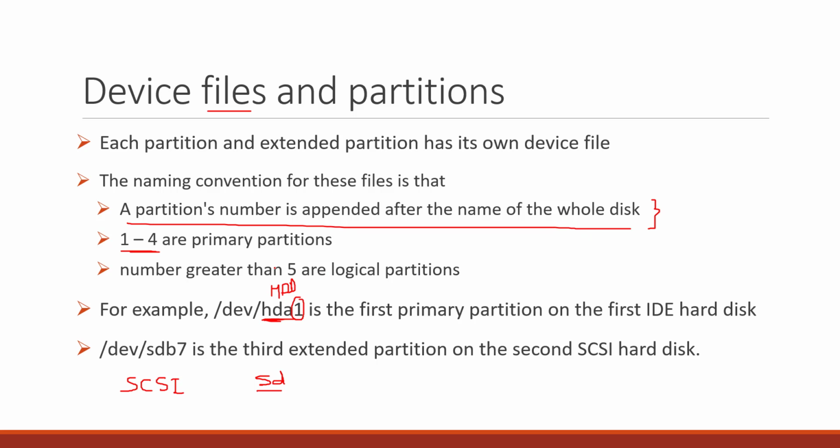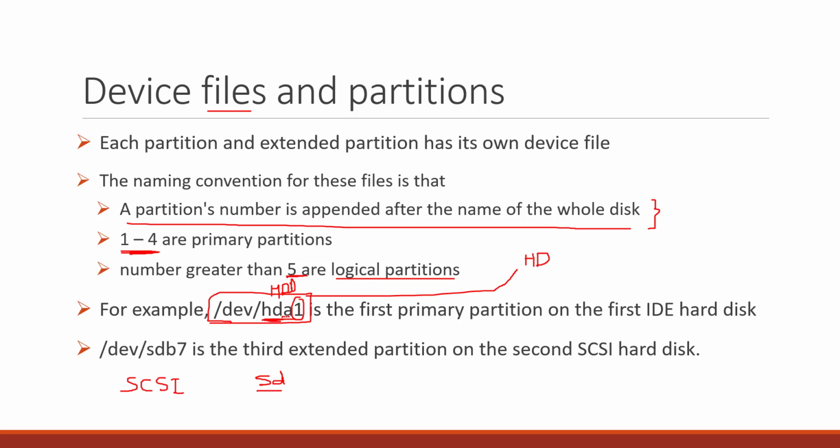So normally for numbering we have only 1 to 4 for primary, and 5 and above are logical partitions, right? Okay, so this is how it is. For example, if we consider HDA1, what can we tell from here is this is your hard drive. So you have a hard drive which is not SCSI. So it's an IDE hard drive.